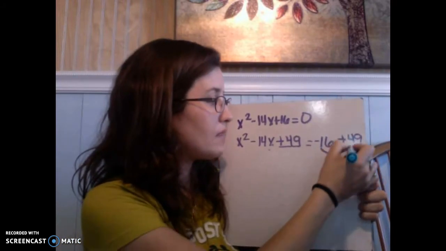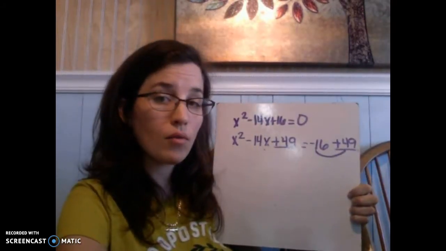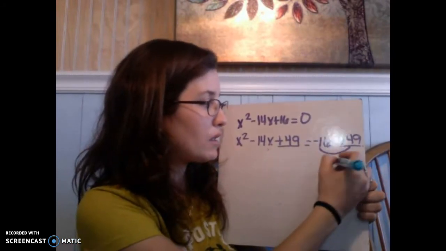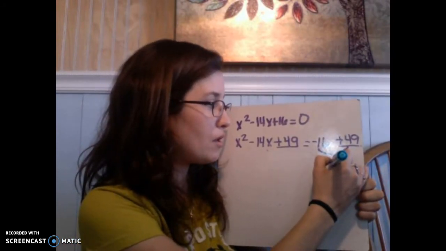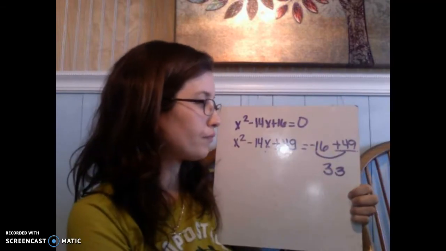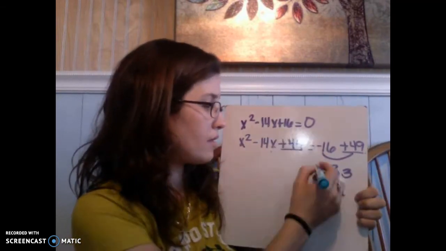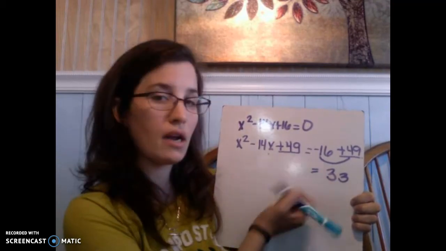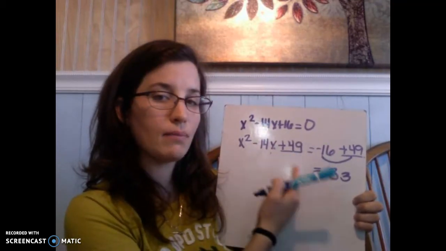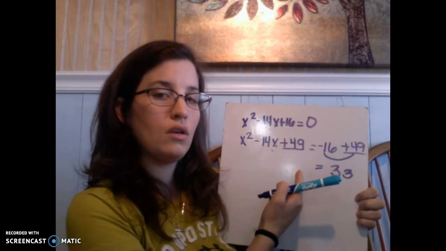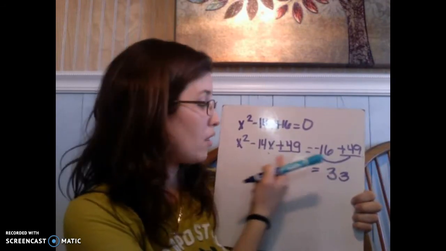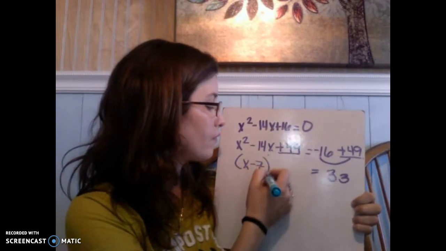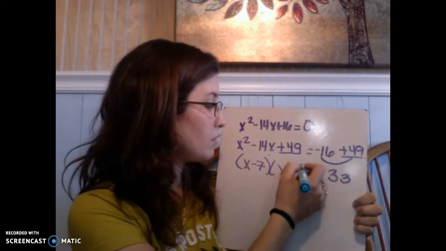What is negative 16 plus 49, or 49 subtract 16? Well, that's a 3. What is that? 33? 33 is equal to x squared minus 14x plus 49. It's a negative and it's a positive. So now we can write this as x minus 7 times x plus 7.